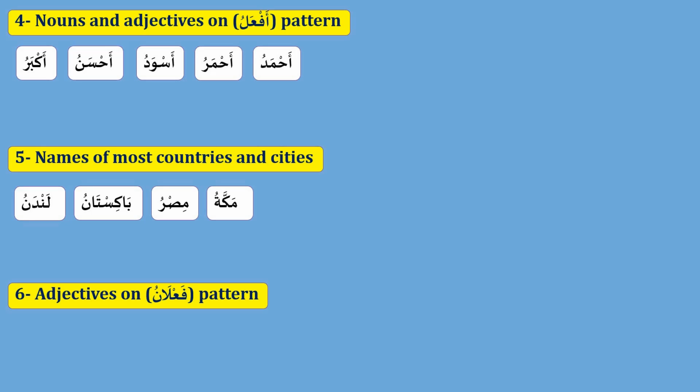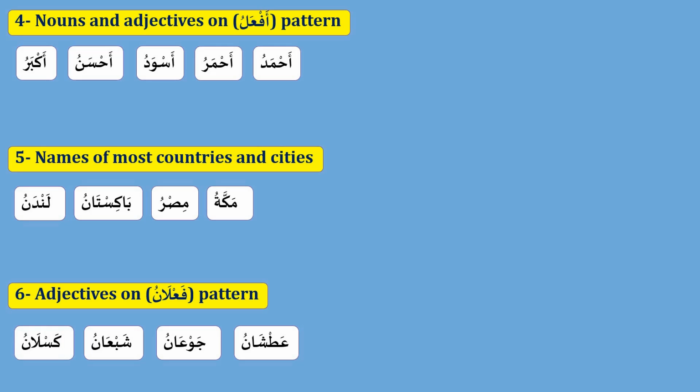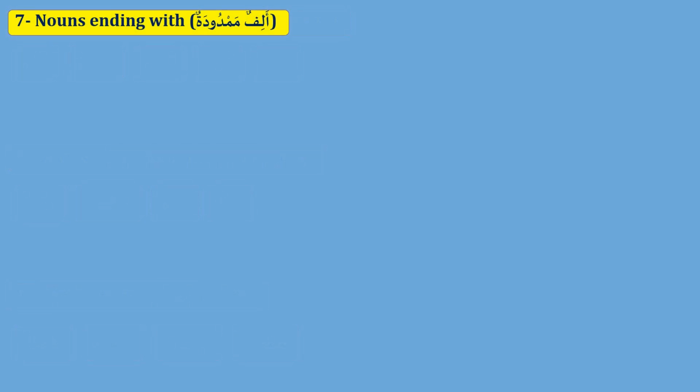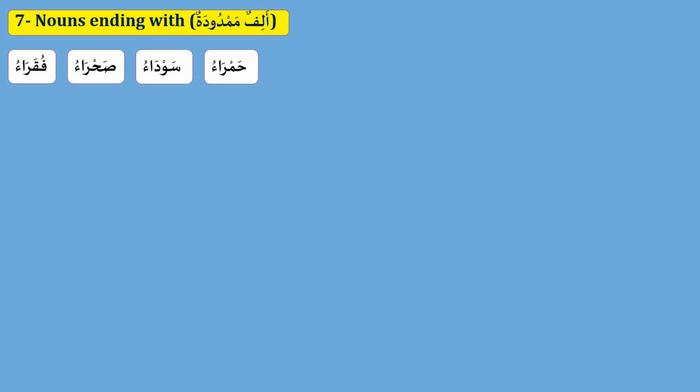Number 6, adjectives on فعلان pattern. عطشان, جوعان, شبعان, كسلان. Number 7, nouns ending with alif mamduda, elongated alif. حمراء, سوداء, صحراء, فقراء.